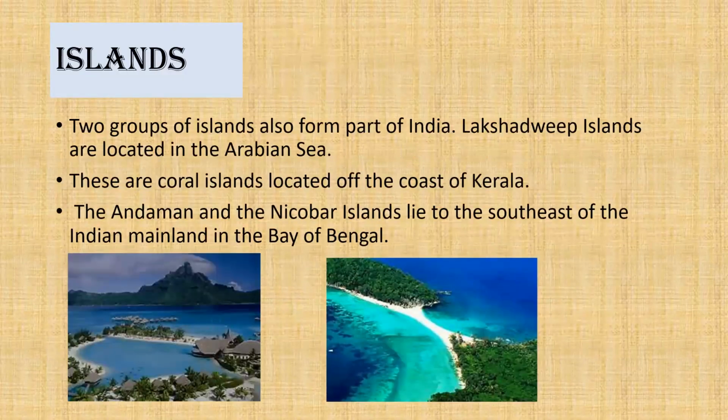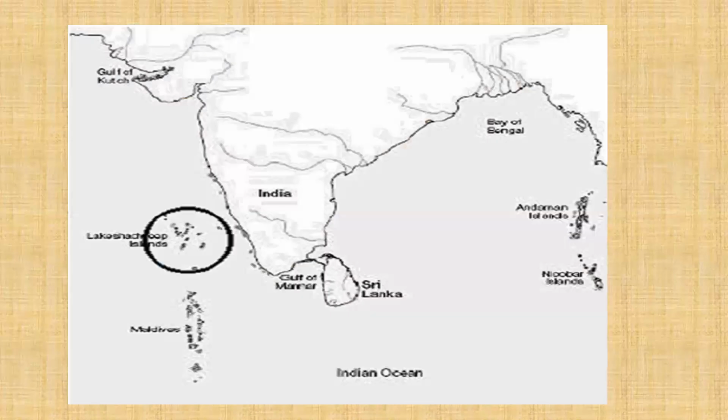Last is the islands. India has two important groups of islands, the Lakshadweep and the Andaman and Nicobar Islands. The Lakshadweep Islands are located in the Arabian Sea, and these are coral islands located off the coast of Kerala. They are composed of small coral islands. The Andaman and the Nicobar Islands lie to the southeast of the Indian mainland in the Bay of Bengal. They are an elevated portion of submarine mountains.